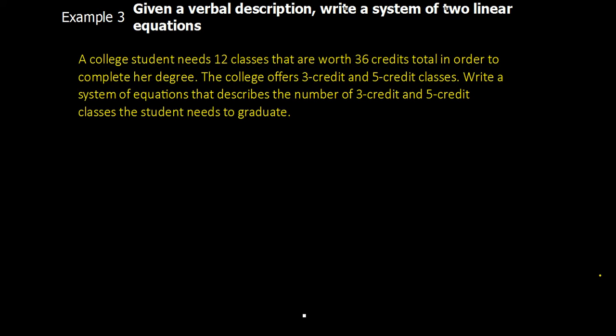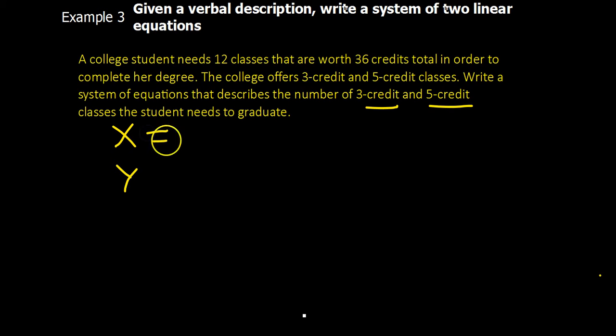First of all, we know that the system of equations needs to be in terms of 3 credit and 5 credit classes. So before I start looking at anything else, I'm going to start by labeling my information, labeling my variables. In this case, I need to put both of my equations in terms of 3 credit and 5 credit classes. Those are going to be the two different things that I'm going to be working with. So I'm going to label one of them X and one of them Y.